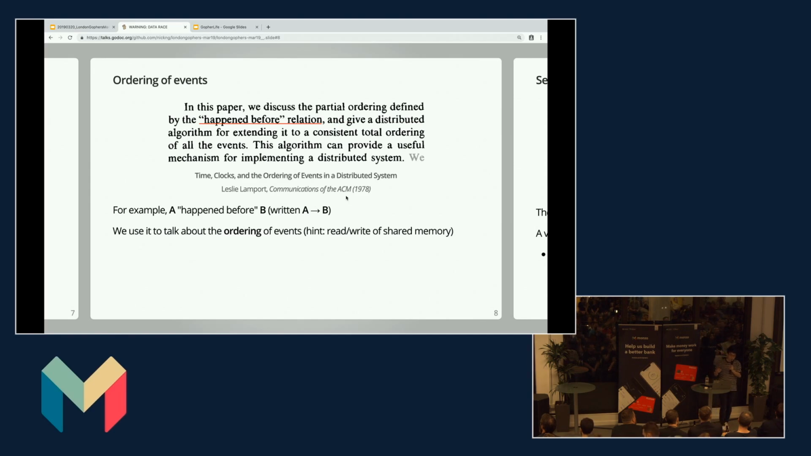So first of all, we need a notion to talk about an ordering of events. In a very, very old paper in 1978, "Time, Clocks, and the Ordering of Events in a Distributed System", he introduced the concept of a happens-before relation. It's not as complicated as it sounds because it's really straightforward. It's just if something happens before something else, then it's exactly what it means.